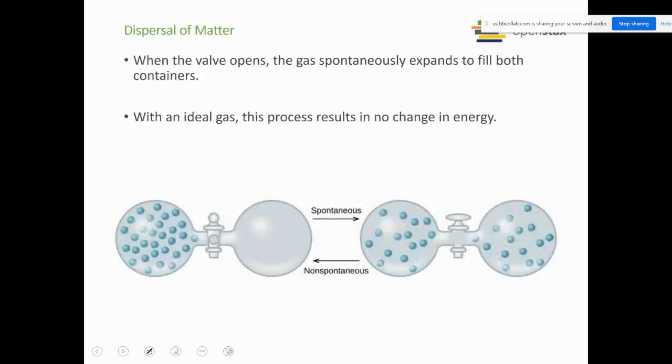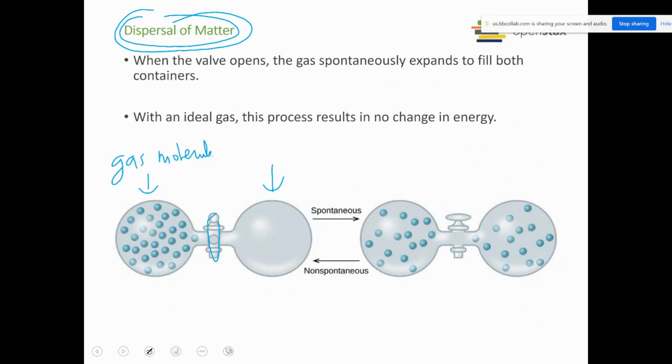All right, so the next concept I'm going to talk about is spontaneous process in terms of dispersal of matter. For example, let's say I have a valve that is connecting two containers, and one container has gas molecules in it. It doesn't matter if it can be liquid, right? Now this valve is closed, but if I open it, what is going to happen, right? You're going to see something like this. This is going to be the final picture if you're able to see those gas molecules in those two containers, right?